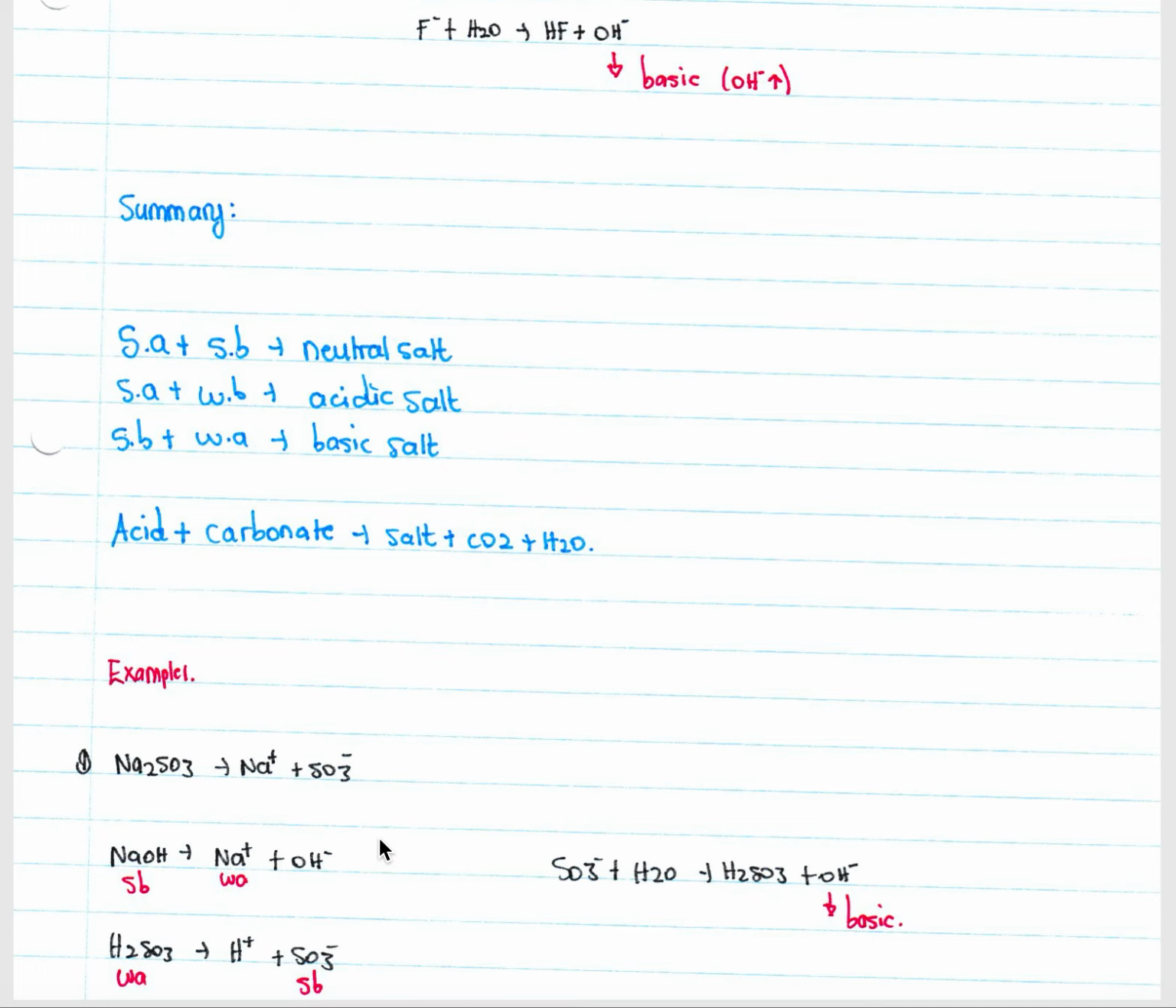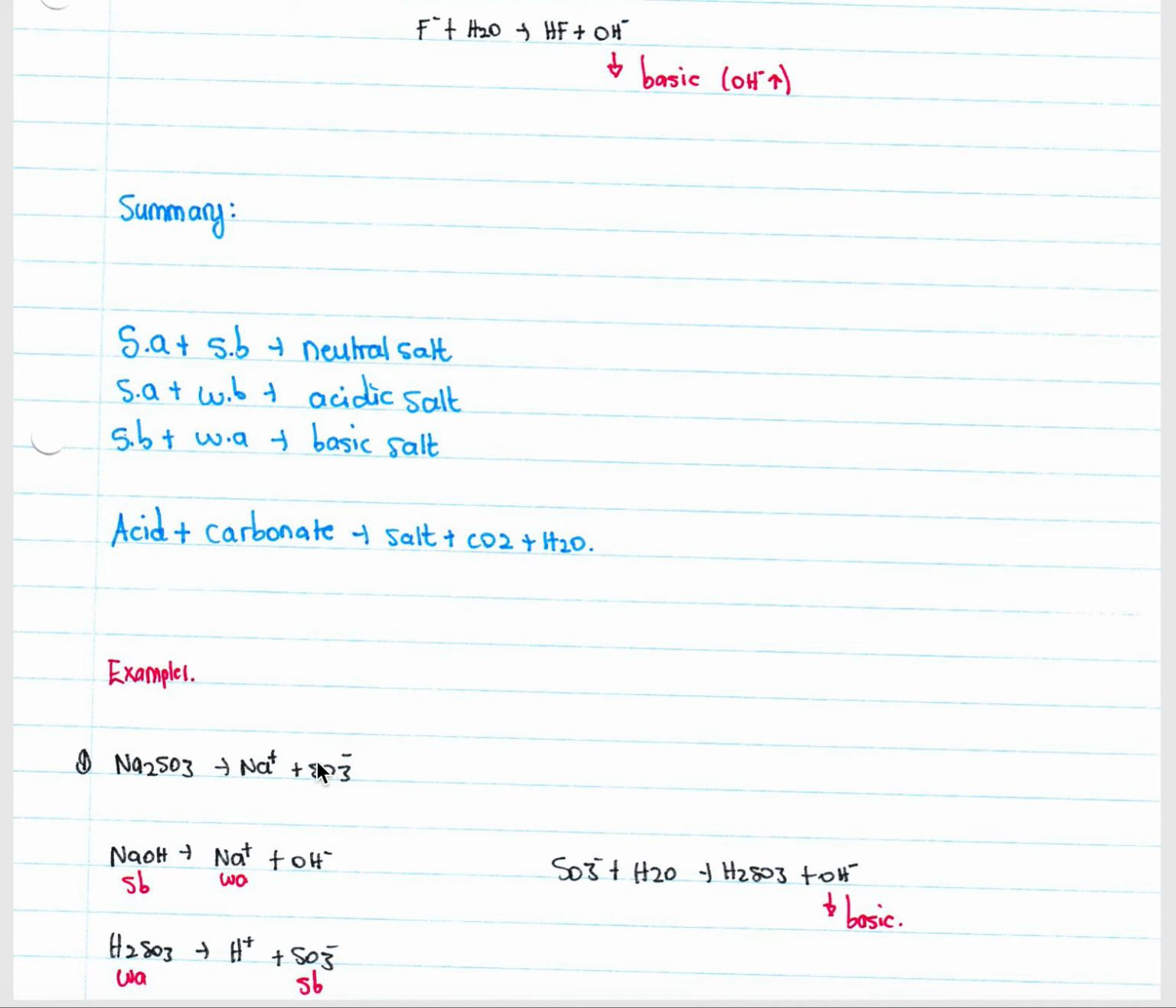Now here is an example just to go through how to work out whether your solution would be basic or acidic. If we take Na2SO3, when placed in water, this would break down into Na plus and SO3 2 minus. We know that Na plus must have come from NaOH. We take NaOH and break it down into Na plus and OH minus.